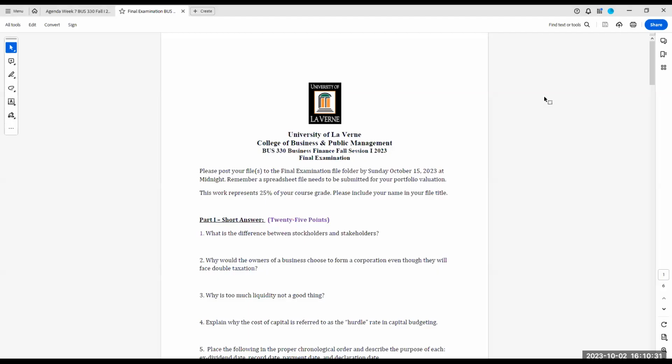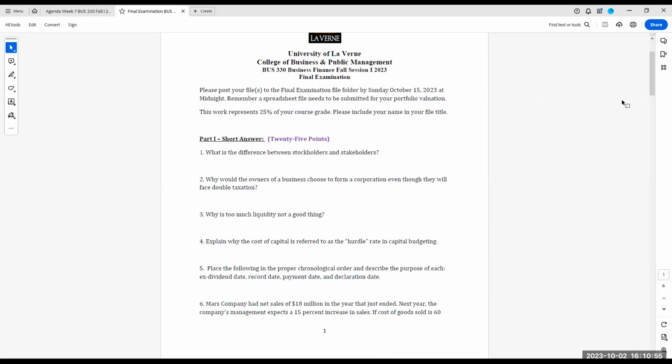So here is the final examination. It's a combination of short answers, multiple choice, and a little bit of internet research, signifying the main points of our course, especially from chapter 8 through 19. But I do ask some questions about the general definition of finance that we had throughout the course. So these short answer questions in part 1 are worth 25 points. They are brief, short answer questions that you can either answer on the examination or put into a Word doc file to answer them.